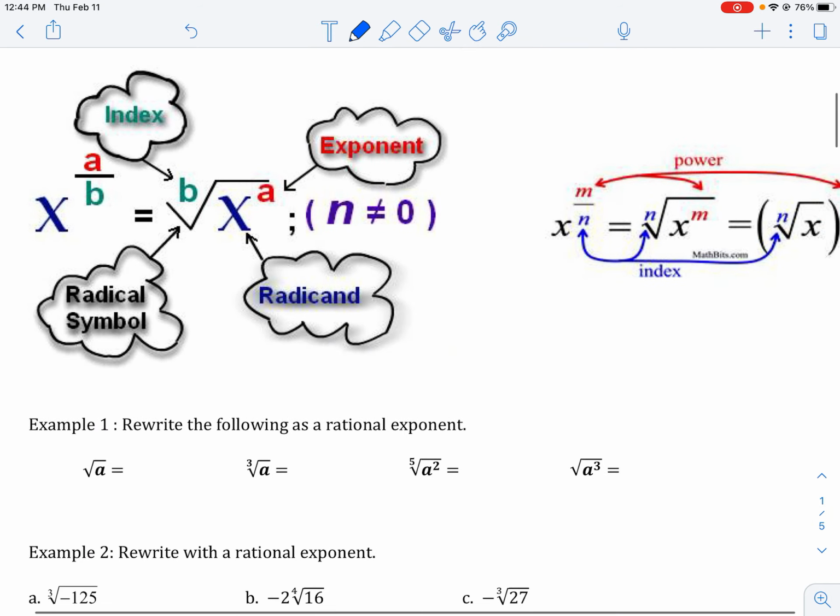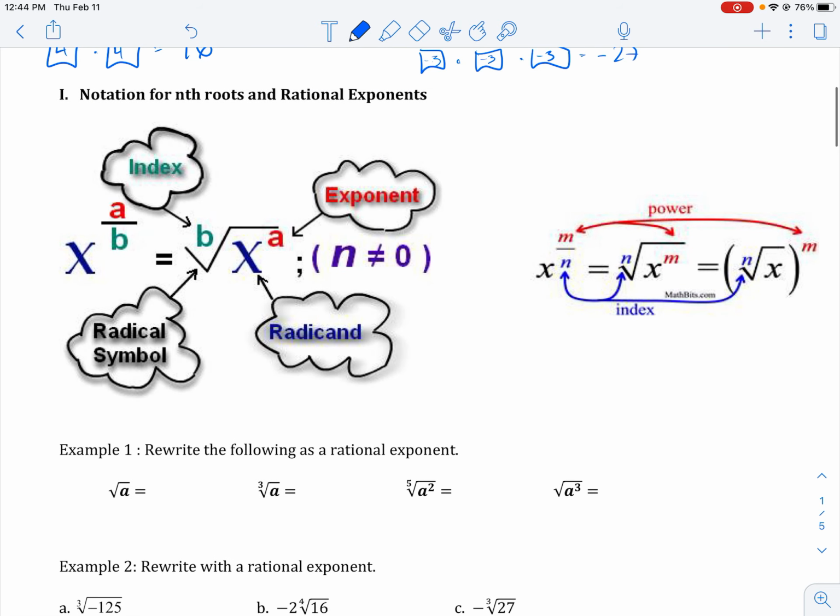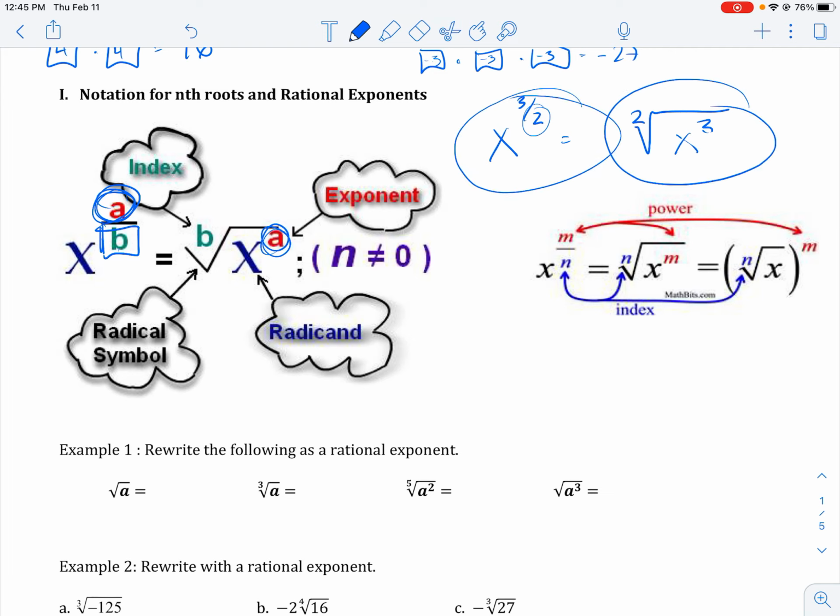Taking a look down here, this is how we change it. Your index is always your denominator. So when you have a number like x to the 3/2, this number right here, your denominator, will always go on the outside, and then your numerator will always go on the inside. And that is what that looks like.